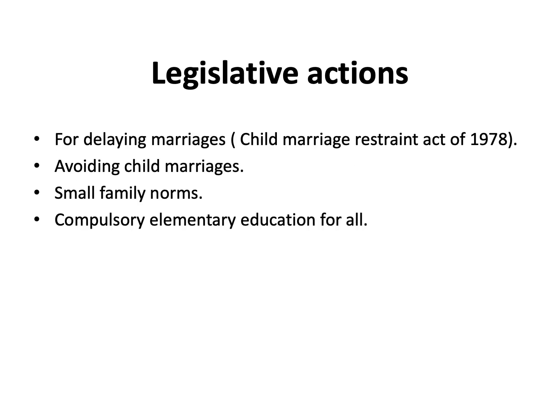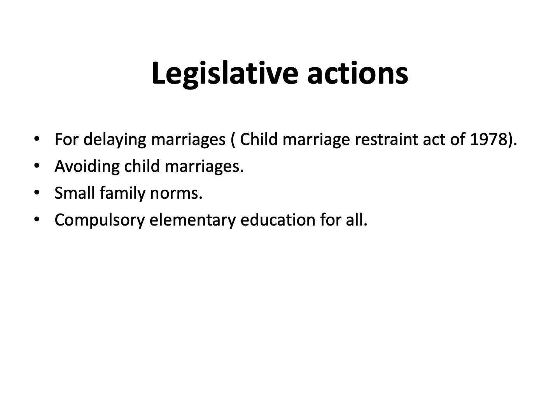Then another family control mechanism is legislative action. We have the Child Marriage Restraint Act of 1978 for avoiding child marriages and for delaying marriages. As we know, the minimum age of marriage for a girl has been fixed at 18, and for boys, it's 21 years.